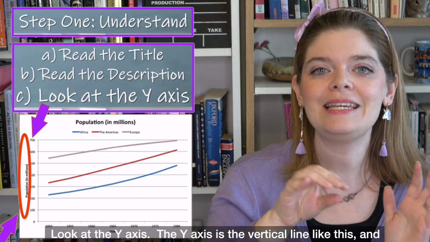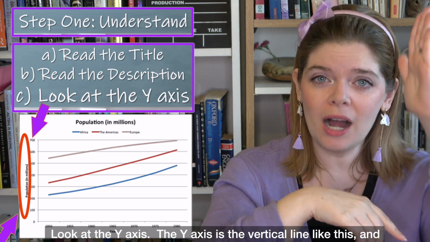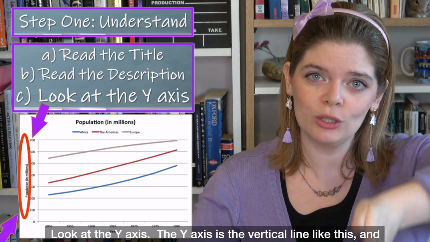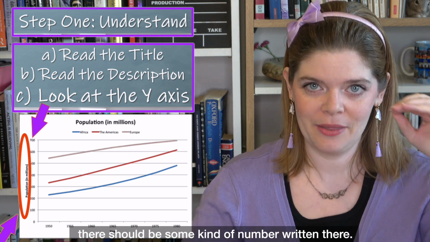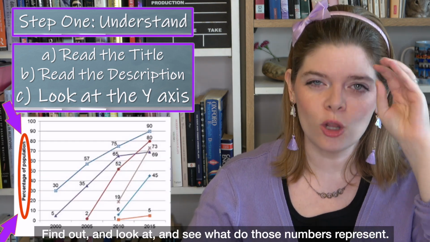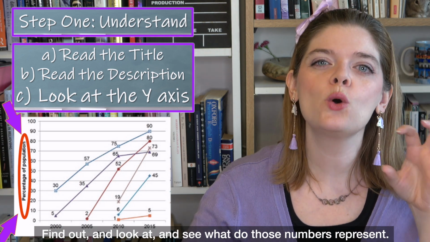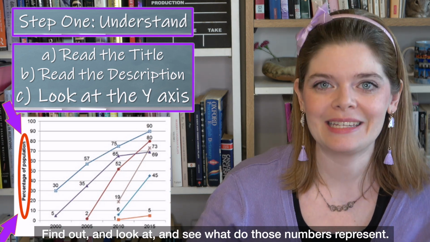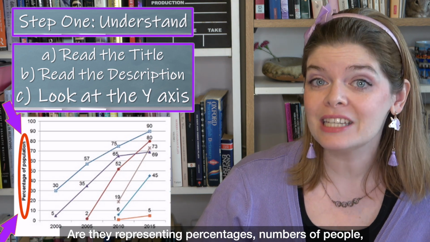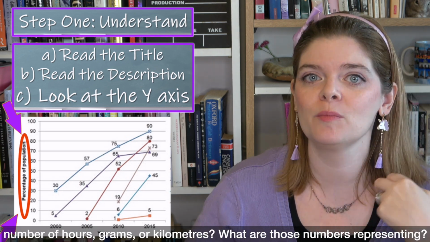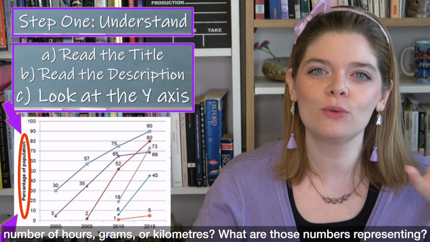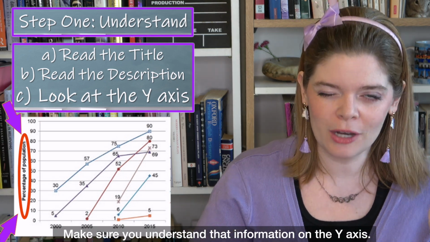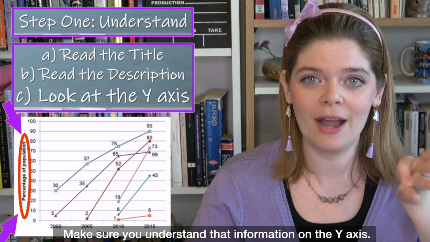Look at the y-axis. The y-axis is the vertical line like this, and there should be some kind of number written there. Find out and see, what do those numbers represent? Are they representing percentages, numbers of people, number of hours, grams or kilometers? What are those numbers representing? Make sure you understand that information on the y-axis.